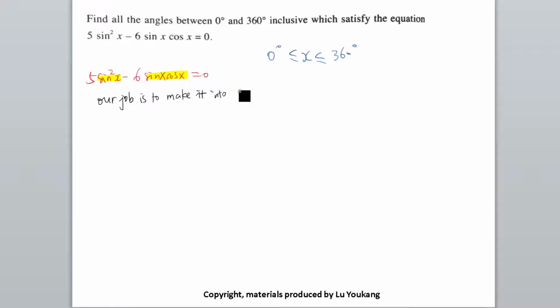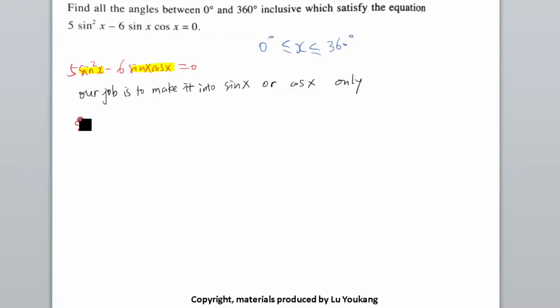It's just like if you have x, you have y, you have one equation, you have two unknowns, it's impossible for you to solve. So therefore our job is to make it into an equation with only sine x or cosine x only.